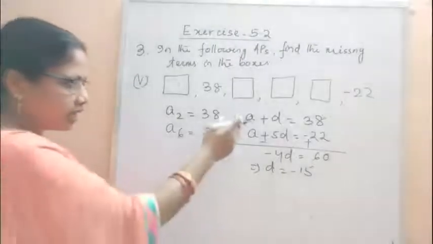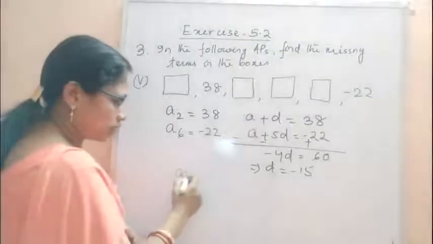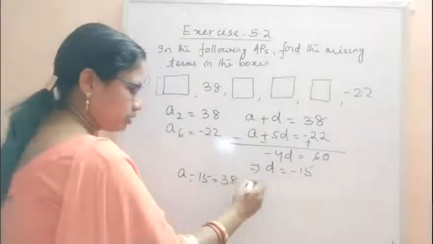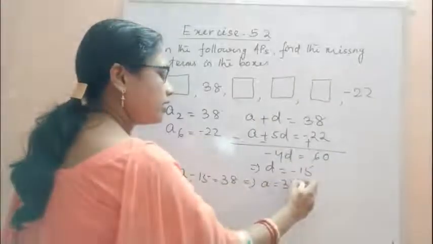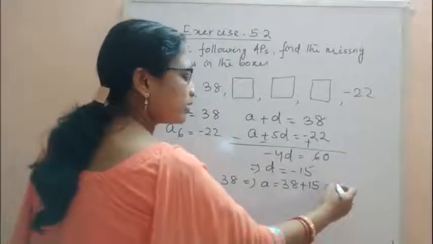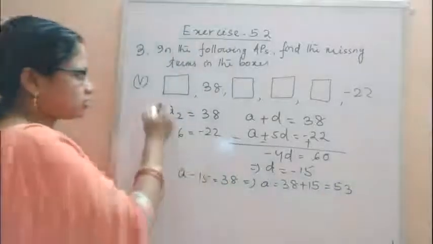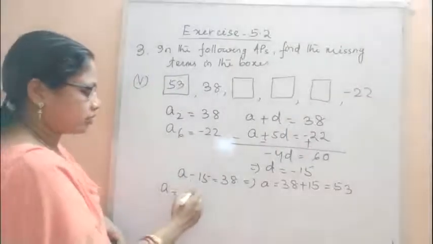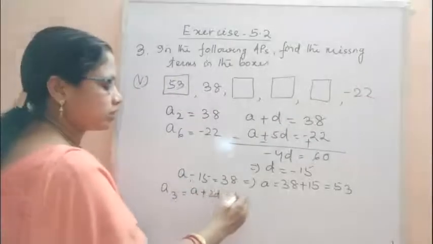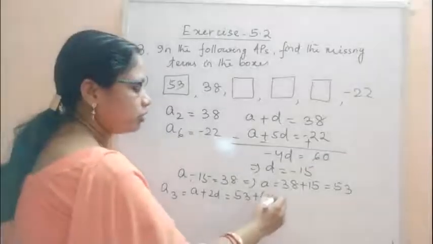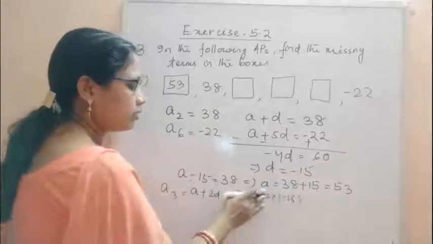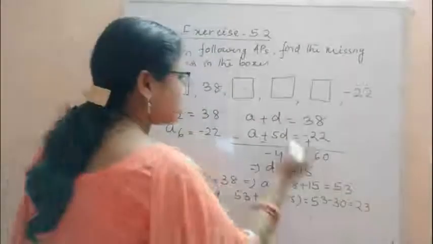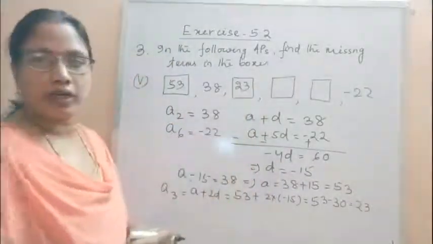So what is a? Here we will put d. So a plus minus 15 is equal to 38, which implies a is equal to 38 plus 15, that is 53. So our a is 53. Then we have to find a3. So a3 is a plus 2d, that is 53 plus 2 into minus 15, that is 53 minus 30, that is 23. So a3 is our 23.